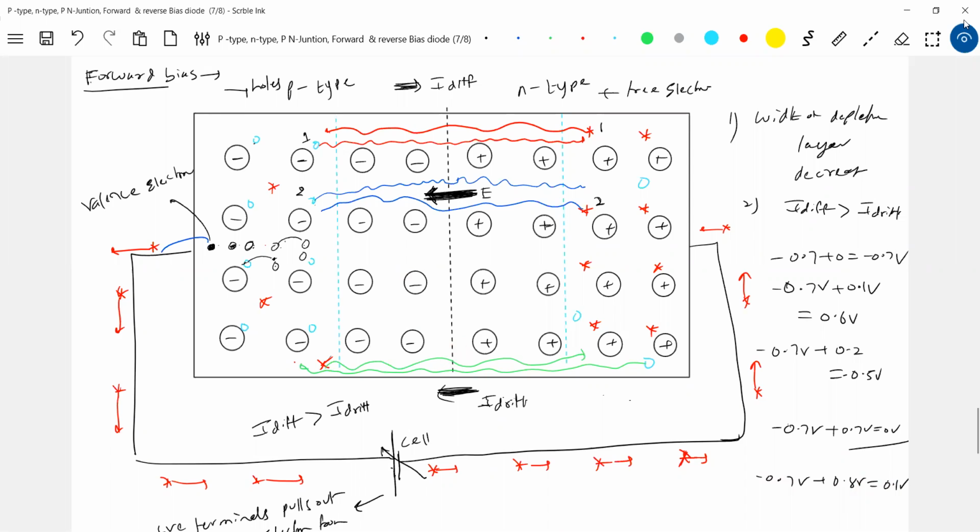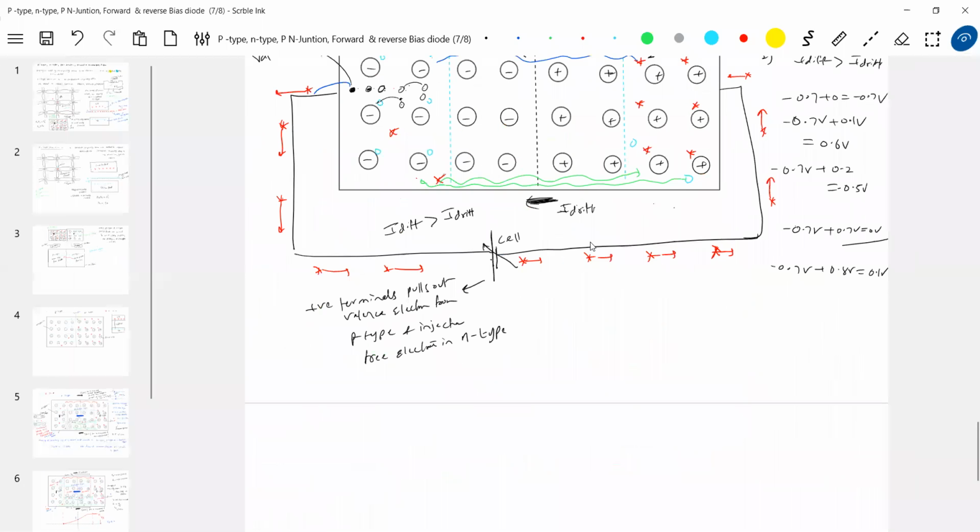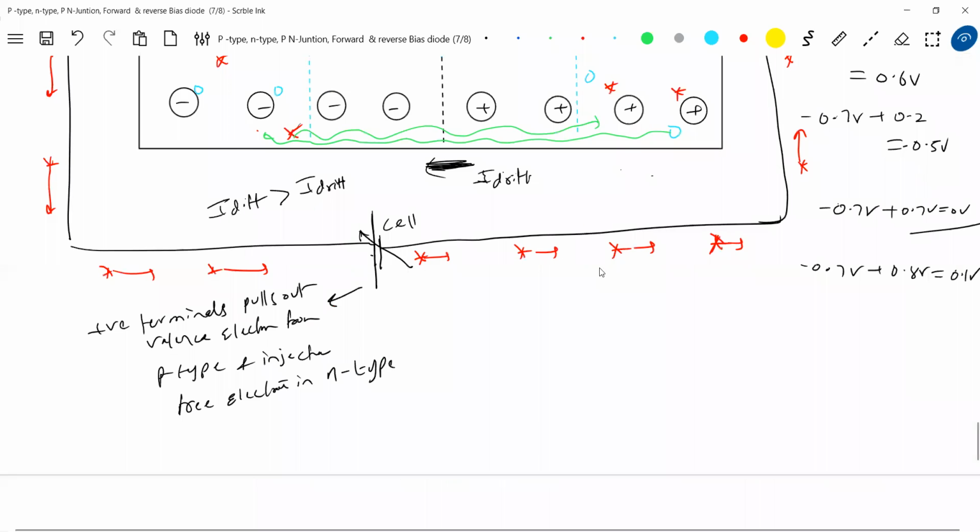As you increase the bias, the barrier potential decreases. As the barrier potential decreases, the opposition to the flow of majority carriers decreases, so more majority carriers will pass through. As the barrier potential decreases, the number of covalent bonds breaking in the depletion region decreases, and the drift current decreases. So in forward bias, the opposition to the flow of majority carriers decreases.